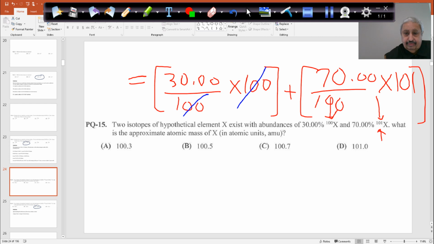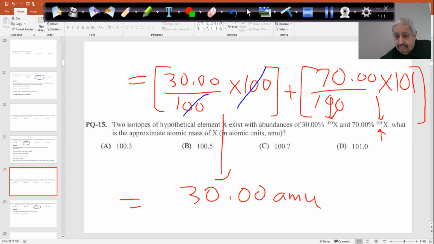So this is 30 here, 30.00 AMU, atomic mass unit, or gram per mole. I like gram per mole more because they are identical: 1 AMU, 1 gram per mole. So either or, plus the second one: you have 70 multiplied by 101 divided by 100. How much is it?